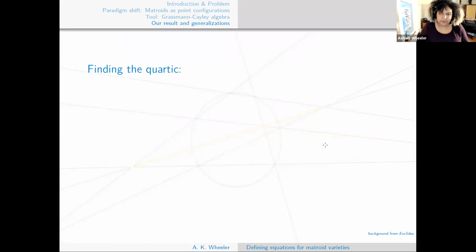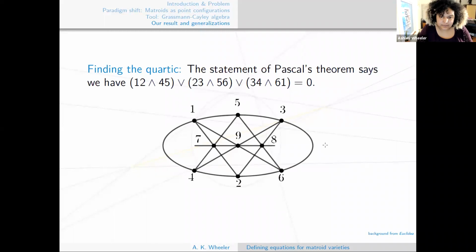So now I want to show you how we found the quartic, and then the other equations, we used a similar trick. We started with the statement of Pascal's theorem, but translated into a Grassmann-Cayley expression. What it says is that 1, 2 meet 4, 5, so 7. This parentheses refers to 7. 2, 3 meet 5, 6, so 8. And 3, 4 meet 6, 1, so 9. These 3 points are collinear.